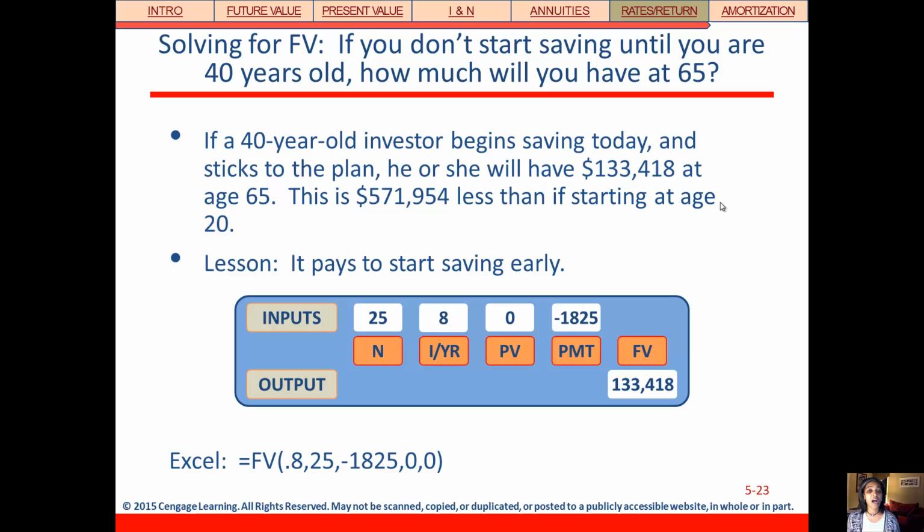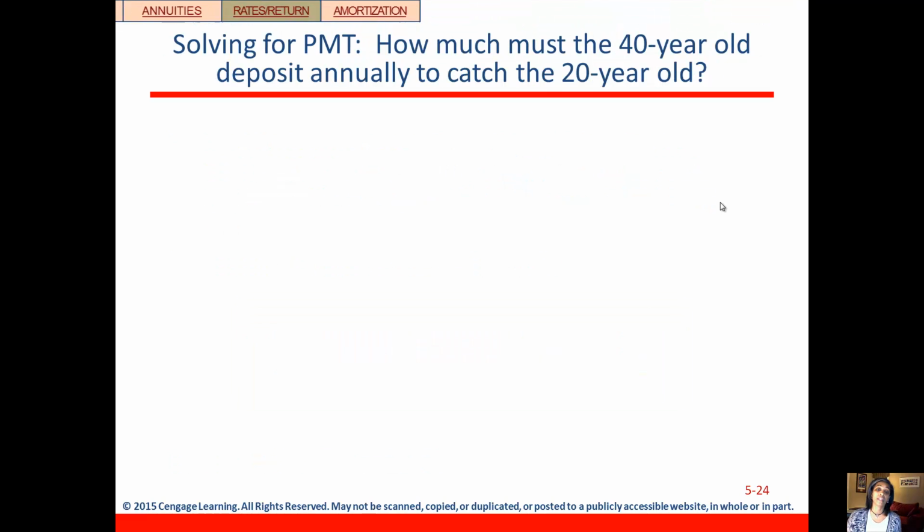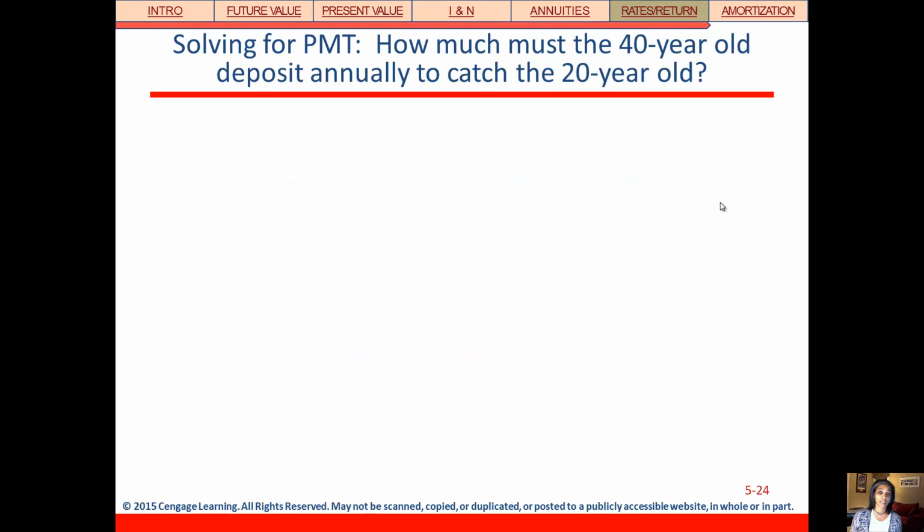So it's still compound interest, but because our N changed from 45 to 25, she only has $133,000 instead of the more than $700,000. So it's $571,954 less than if she had started when she was 20.